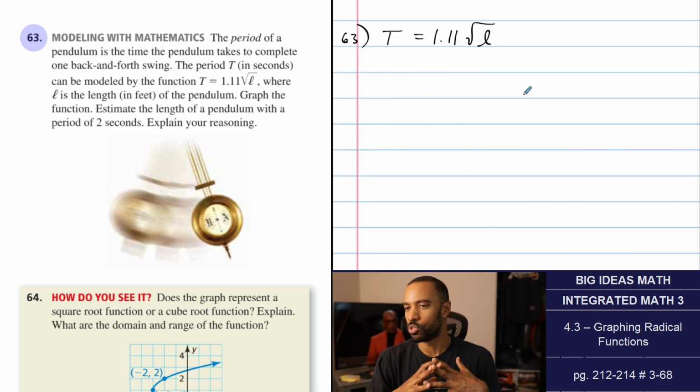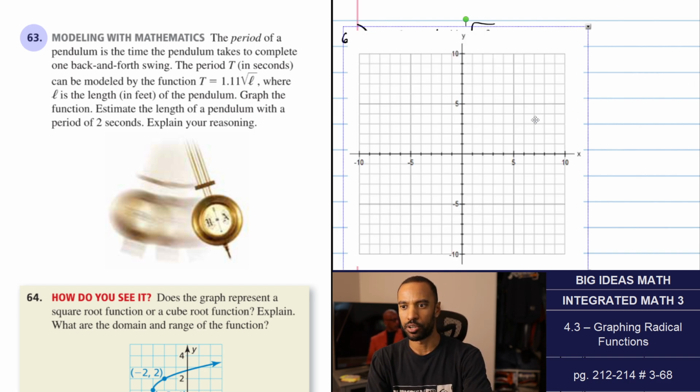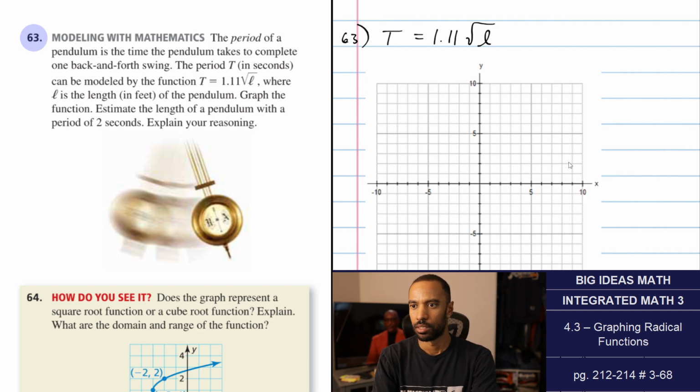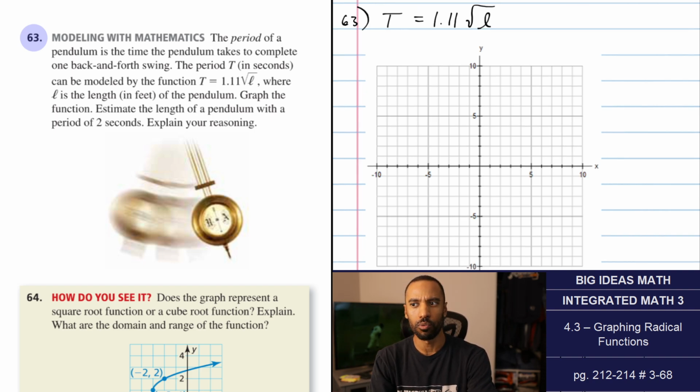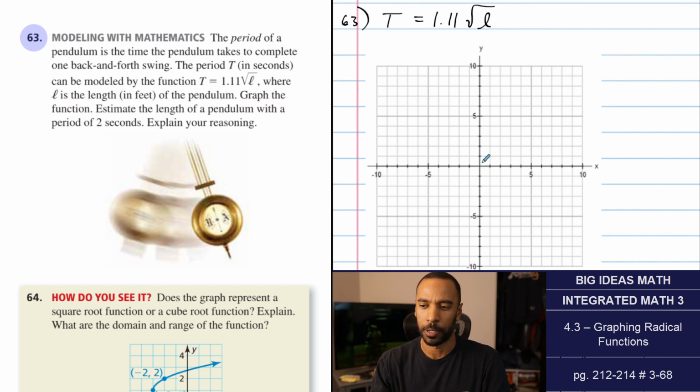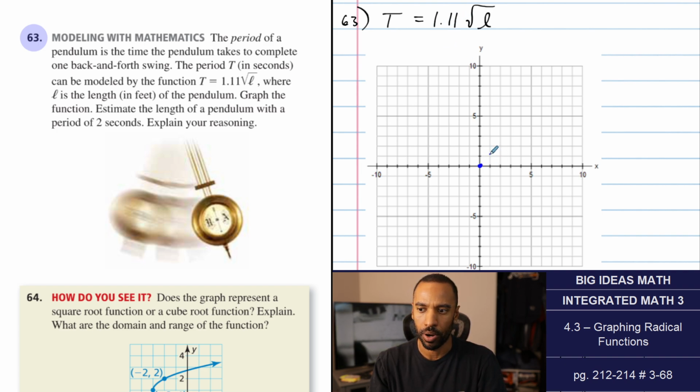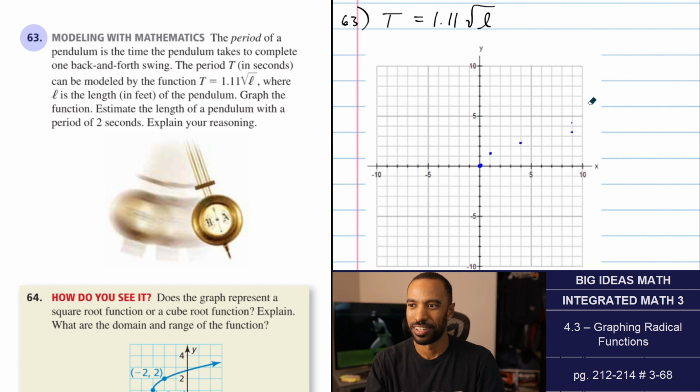Now, I don't know if they mean use a graphing calculator or not. They probably don't when they say graph this. So let's use one of the bigger number types right here. Maybe they do. I don't know. But 1.11, that's something kind of interesting to talk about here. So I'll point at the origin here. It's a vertical stretch by a factor of 1.11. So over 1, up 1.11. Over 4, up 2.22. Over 9, up 3.33. I sound smart by saying that. I don't know why.